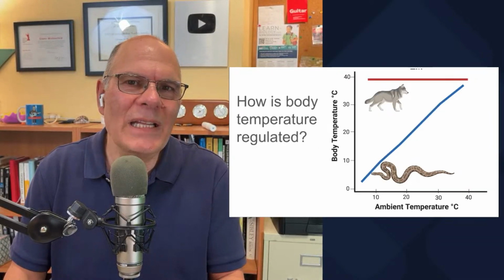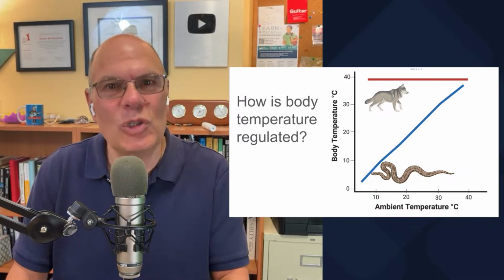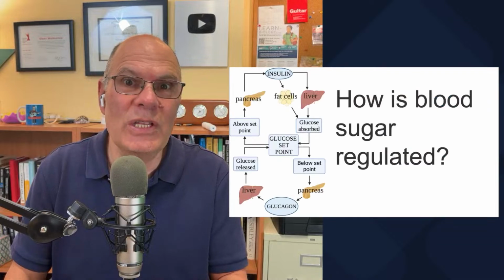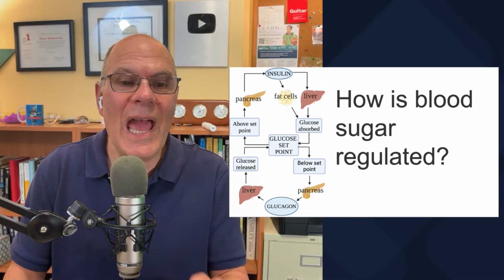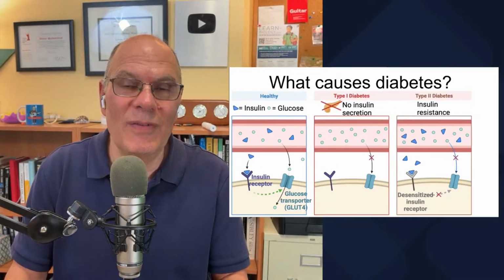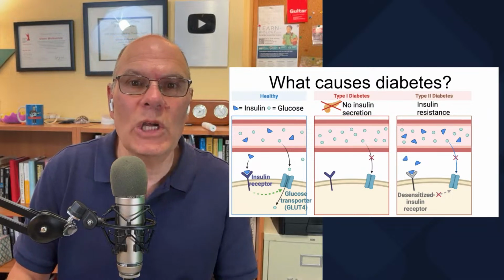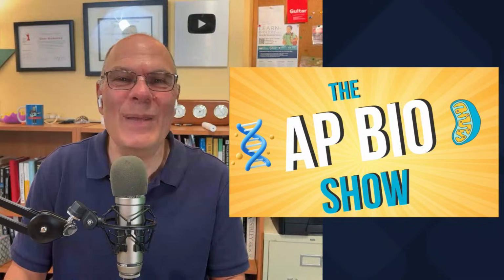How is body temperature regulated? That's an illustrative example that we'll use to explore homeostasis and feedback loops. And then we'll use another illustrative example, particularly important for AP biology, which is how is blood sugar regulated, which leads us to the topic of diabetes, type 1, type 2, and what causes it. That's what you're going to learn about tonight on the AP Bio Show.